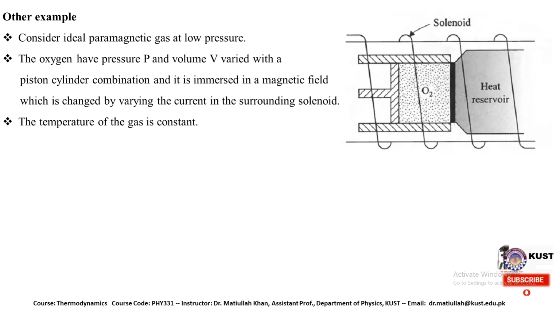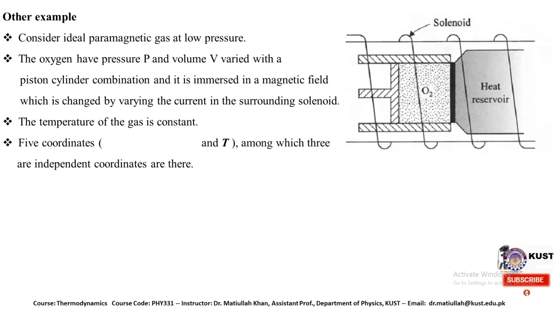We are considering an ideal paramagnetic gas at low pressures. So the oxygen has pressure P and volume V, that is varied with the piston cylinder combination, and it is immersed in a magnetic field which is changed by varying the current in the solenoid. If we change the current in this wire, what will happen? The attached magnetic field with this current will be changed, and it will change the system, because the whole system is immersed in a magnetic field, and this magnetic field can be changed by changing the current in the surrounding solenoid. So the temperature of the gas is considered to be constant here.